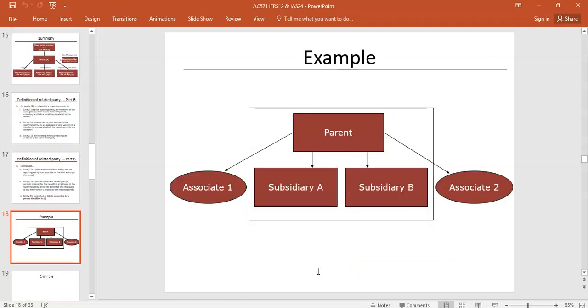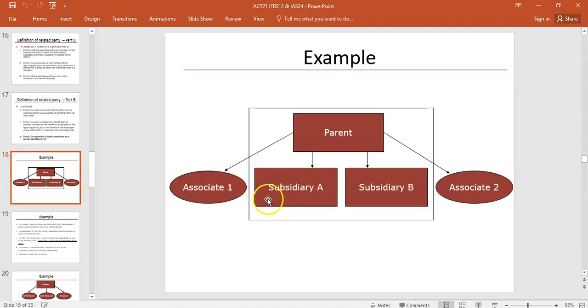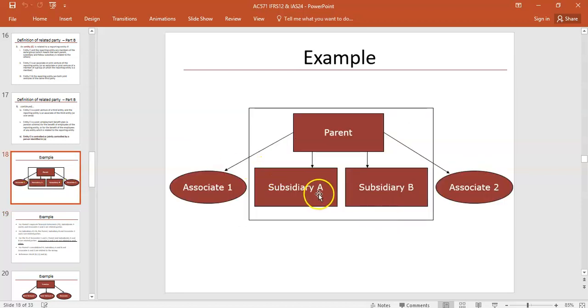as per IAS 24. So take this example where you have a group structure within the boxes, a parent and 2 subsidiaries, and you have 2 associates who are associates to the group. So if you look at this, for the parent's separate financial statements, all of sub A, B, and associates 1 and 2 are all related parties. So any transaction the parent does with any of those must be disclosed. For subsidiary A's financial statements, they're all related parties as well. Right? So if you're subsidiary A or subsidiary B, you're related to your parent, you're related to the other sub, and you're related to the associates of a communal parent.